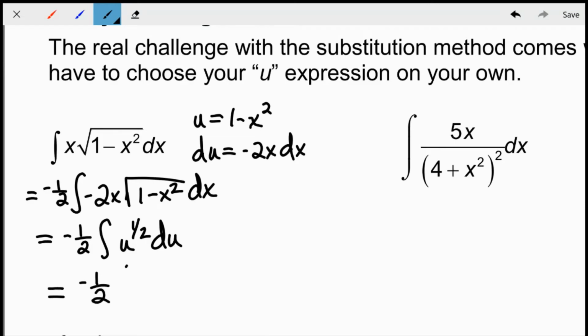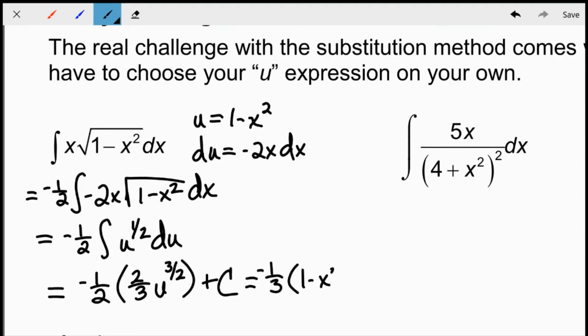So this is going to give me 2/3 u to the 3/2 and then plus c. So in the end, when I do my substitution back in for the u, I'm going to get negative 1/3 times 1 minus x squared to the 3/2 plus c.